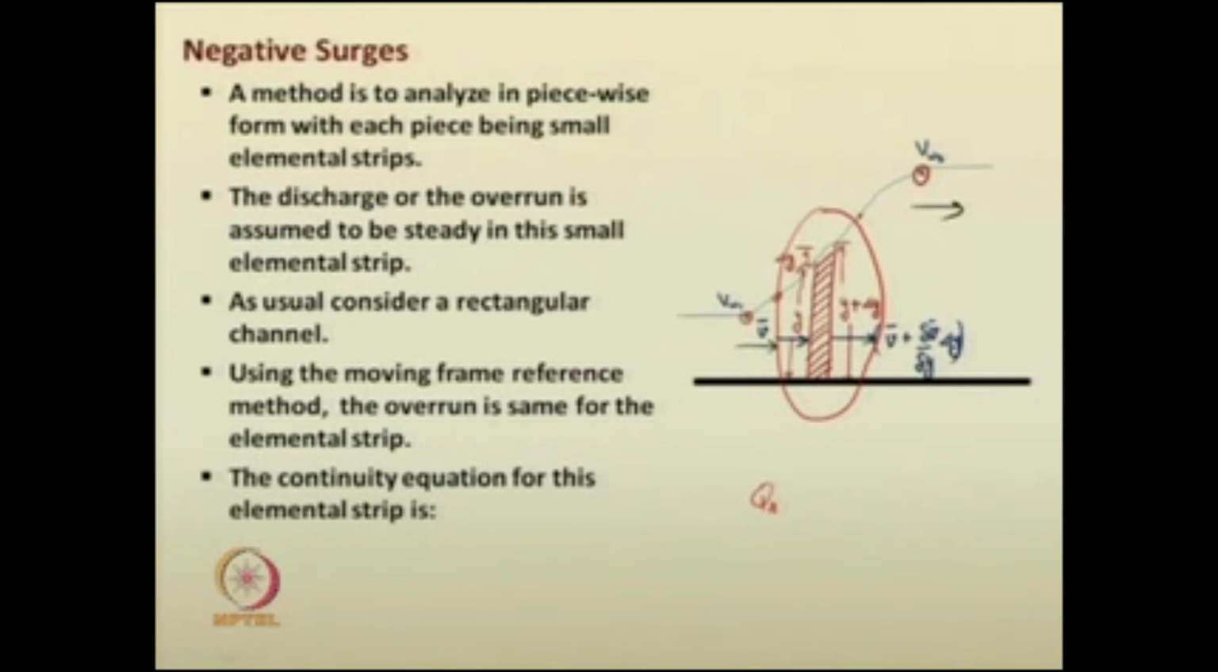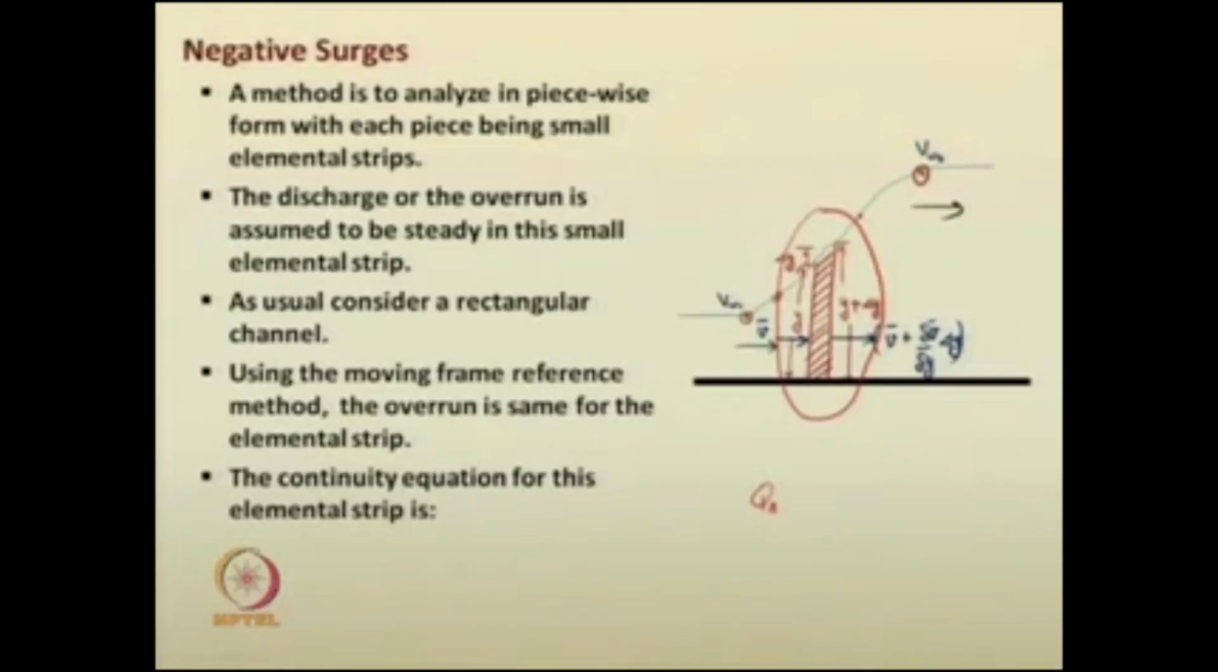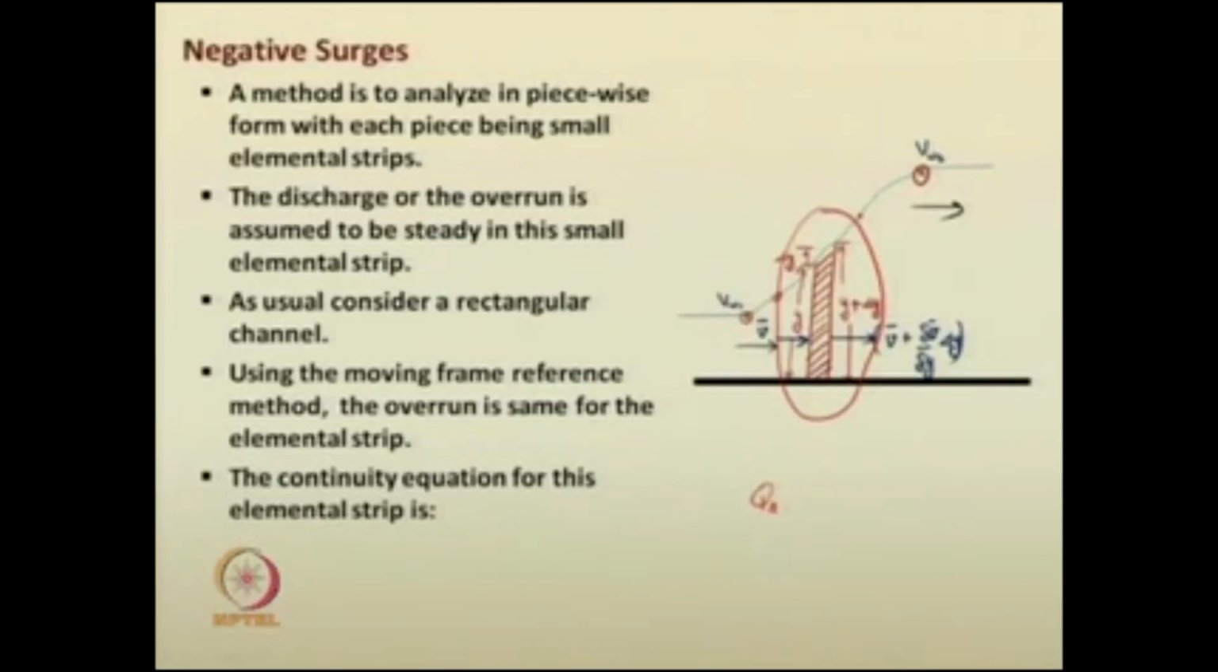So, you can now use the continuity equation in the elemental strip in steady state condition. That can be given as follows. If you remember, for the positive surge, we considered the overrun as constant in both the reaches. It means within that reach the overrun is constant. For that, you are taking the relative velocity based on the moving frame reference.